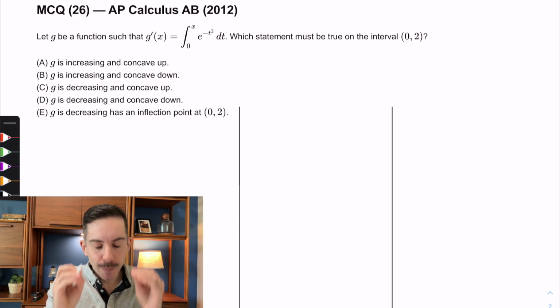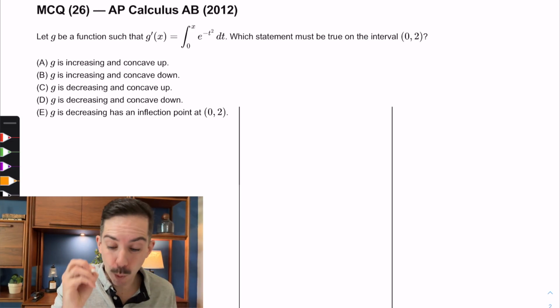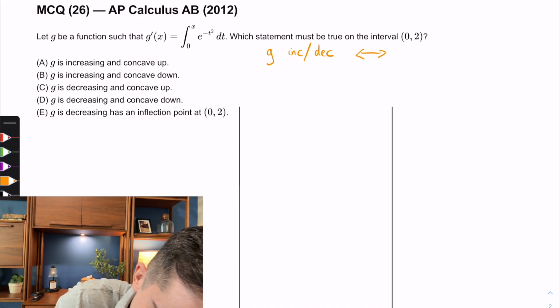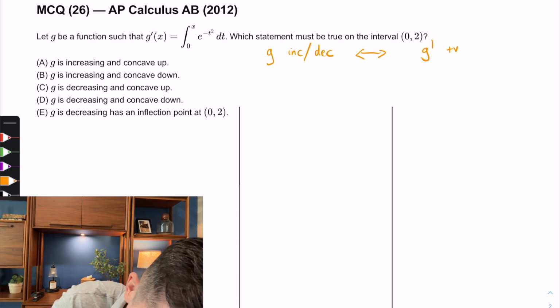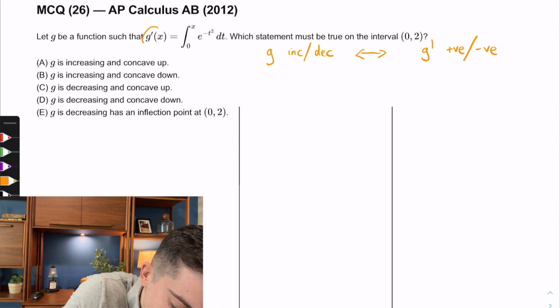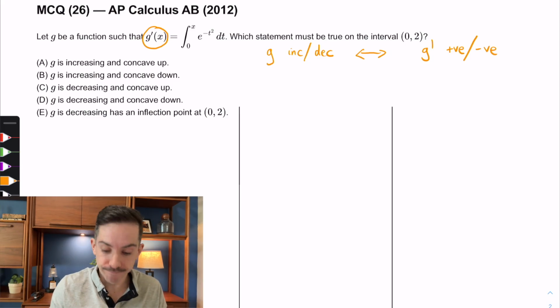When I see information about a function being increasing or decreasing, or concave up, concave down, what I want you to think immediately is, I get that information by looking at derivatives. So the function g being increasing or decreasing is equivalent to answering the question, is g prime positive for increasing behavior, or is it negative for decreasing behavior? If I can figure out the sign of g prime by looking at its expression, I'm going to be able to figure out the increasing, decreasing behavior of g.